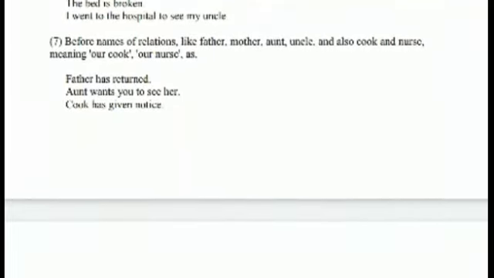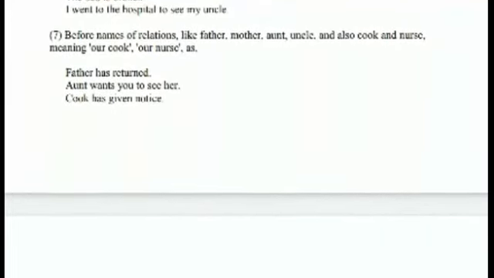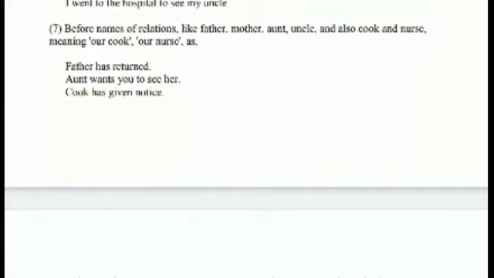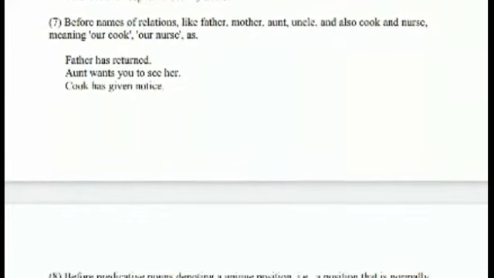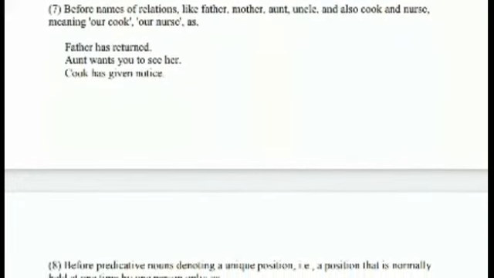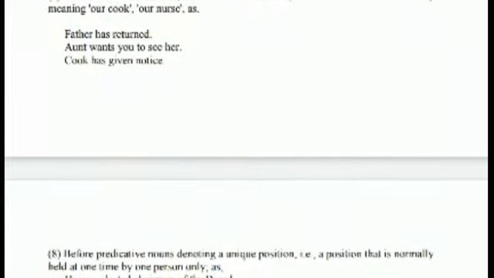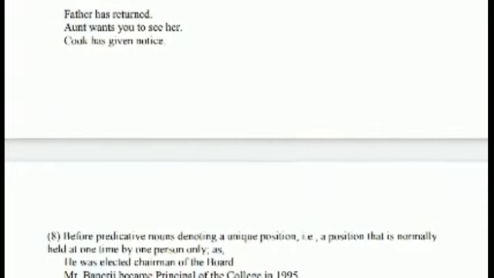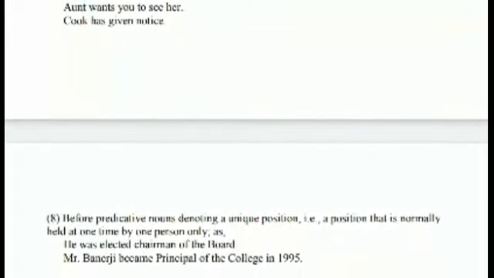Before names of relations like father, mother, aunt, uncle, and also cook, nurse, meaning our cook, our nurse, etc. Father has returned. Aunt wants to see her. Cook has given notice. Before predicative nouns denoting a unique position, that is, a position that is normally held at one time by one person only.